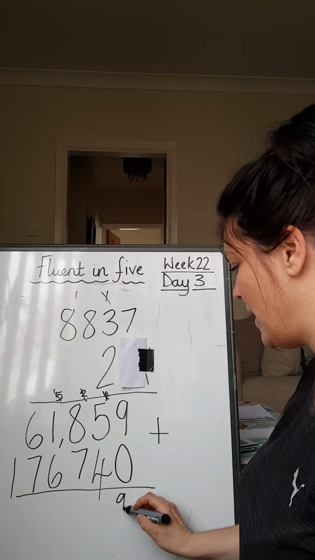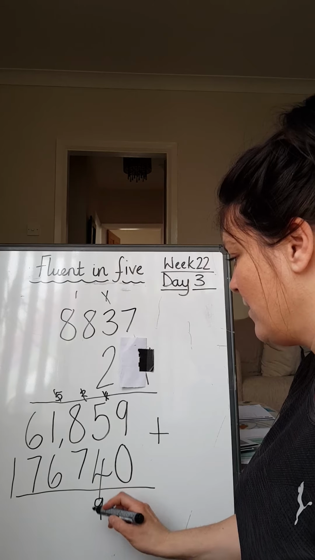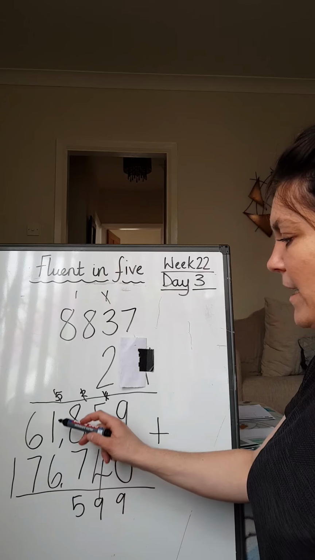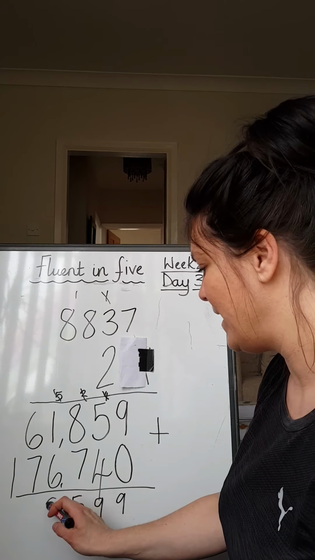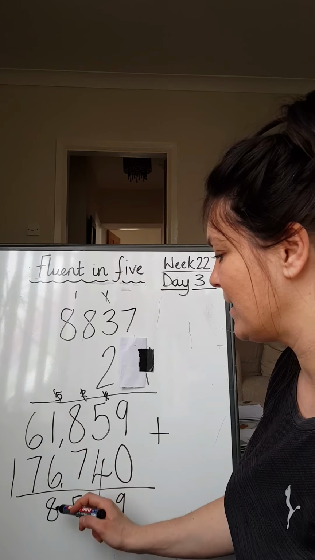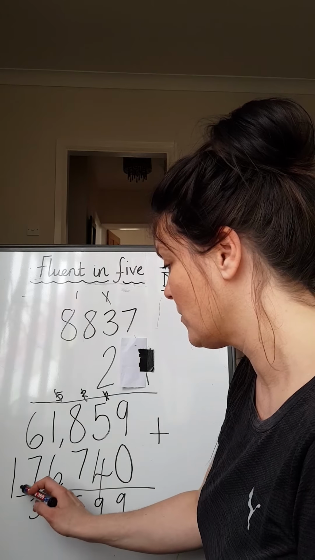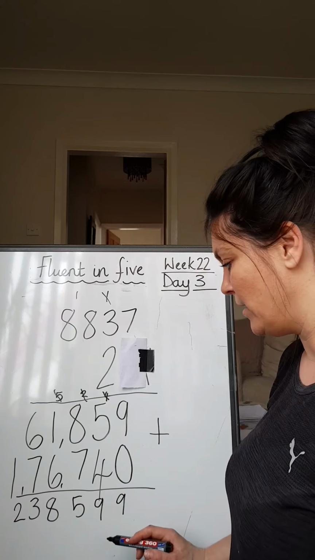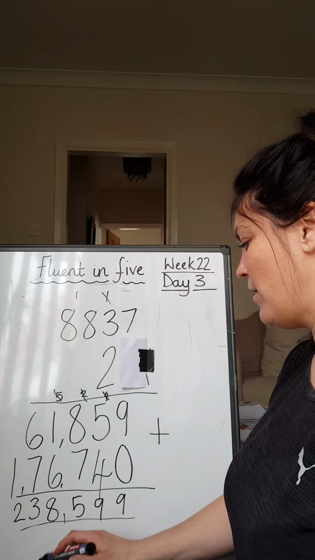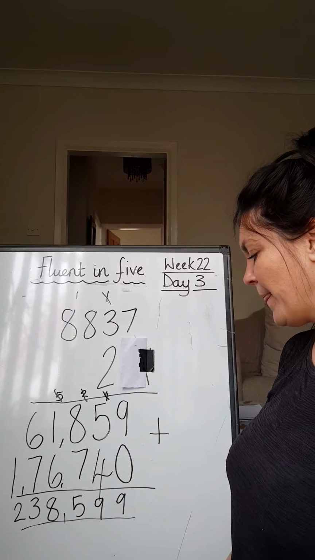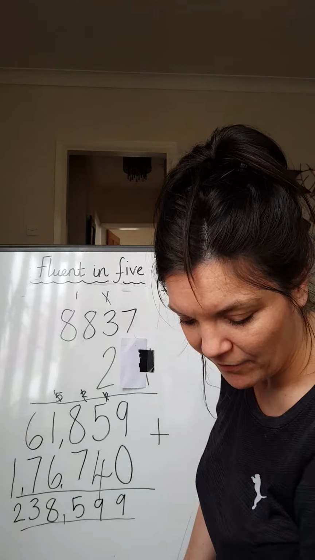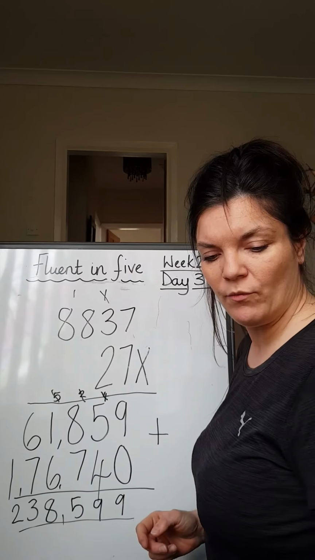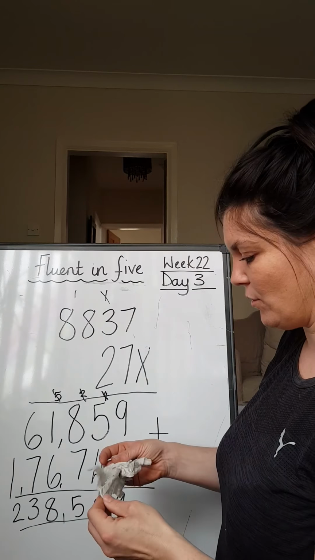0 add 9 is 9. 5 add 4 is 9. 8 add 7 is 15. 5 in the box, 1 on the doorstep. 6 add 1 is 8. 7 add 6 is 13. 3 in the box, 1 on the doorstep. And 1 add 1 is 2. I hope you can see this. The answer is 238,599 for 2 marks. Okay, hope you're doing really well, the people watching this video.